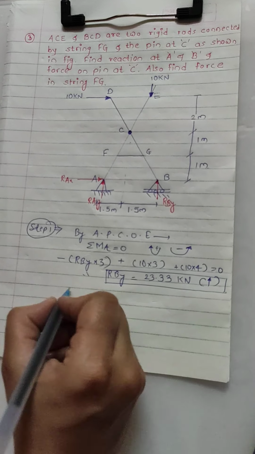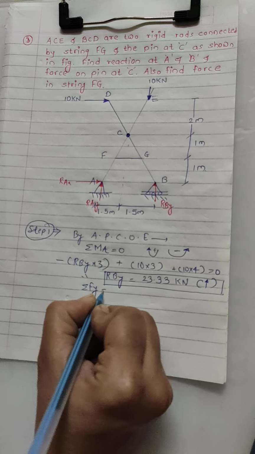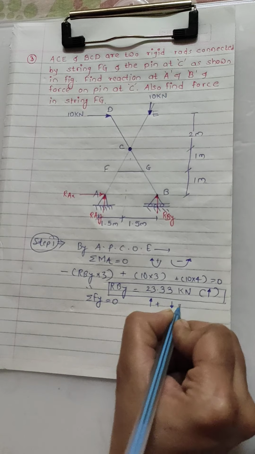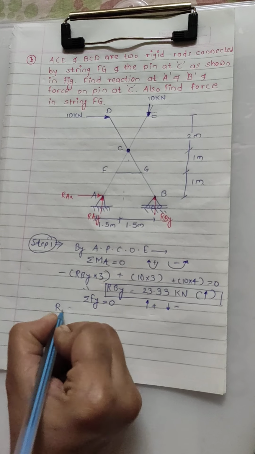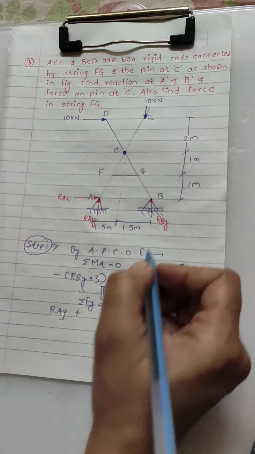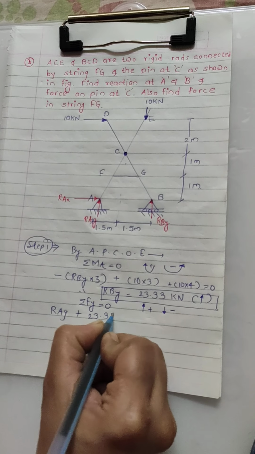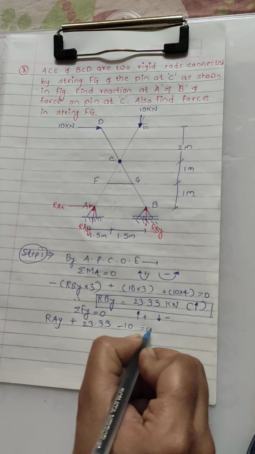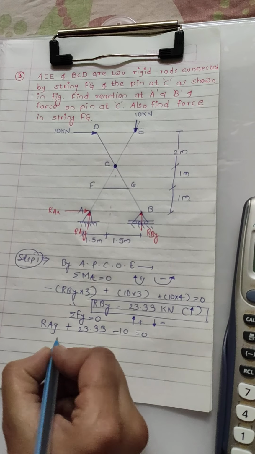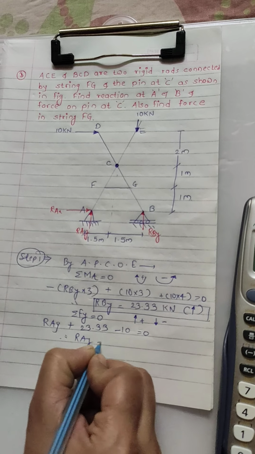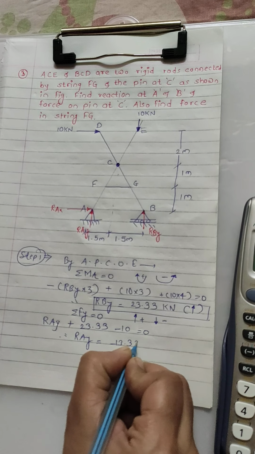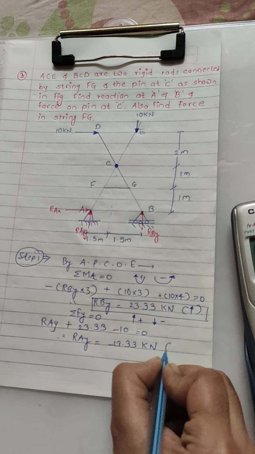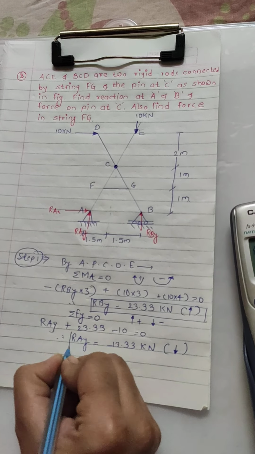Now applying the second condition, summation Fy equals 0. Upward positive, downward negative. Ray is acting upward, so plus. The value of RBY is plus 23.33, so I am considering it here, and this is minus 10. So the value of Ray will be minus 13.33. Answer is minus, means my assumption is wrong. It is acting in downward direction.